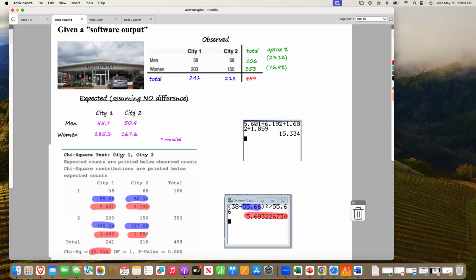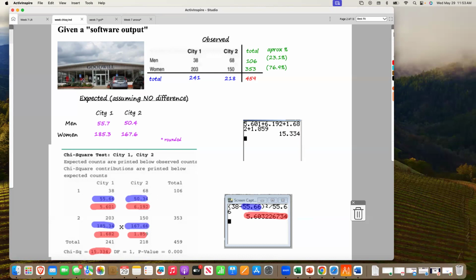Here again, the same scenario. If you look, and I use some software here, Minitab, notice it's expressing these, and I put these in purple. Now remember, these are rounded, and Minitab is using a more precise way of calculating these. I get 55.66, 50.34, 167.66, and so forth, which again correspond with these numbers here.